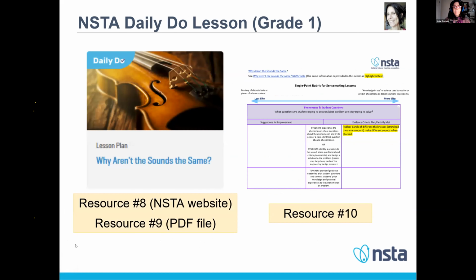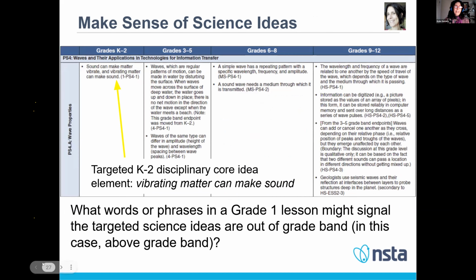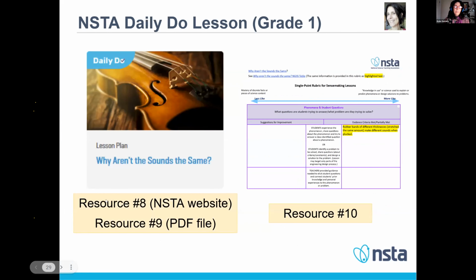I'm watching the time here. And what I'd like for you to do, now I didn't mean to cause confusion by listing multiple resources, but if you go to the collection of resources, I'm going to drop that link again. Once you get there, you have to find this specific resource. If you're an NSTA member, you can go to resource 8, that'll take you to the NSTA website. If you're not an NSTA member, click on resource 9, that's a PDF version of this lesson.